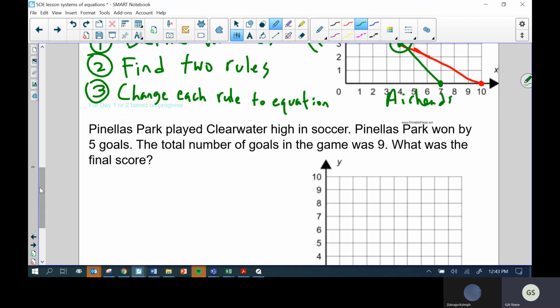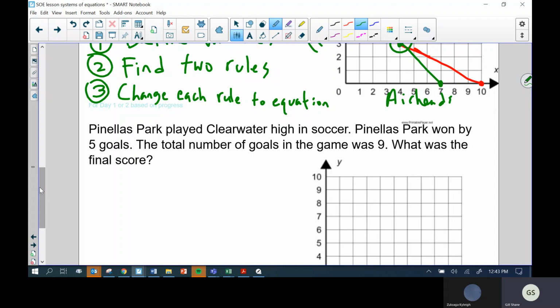So their goals. So one unknown is the goals for one team. One unknown is the goals for the other team. It doesn't matter which one you make X, Y. You can make X goals, Y goals, you can put that in either one. I want you to define variables.